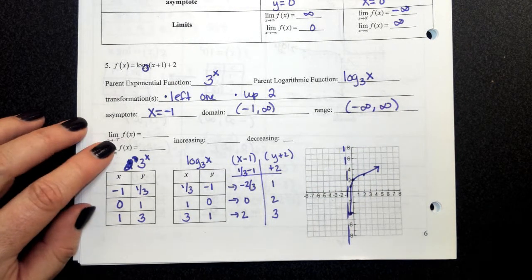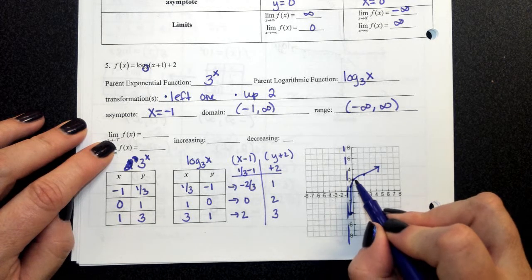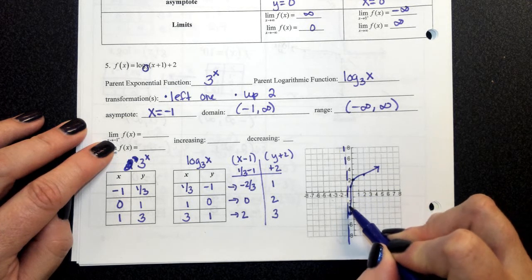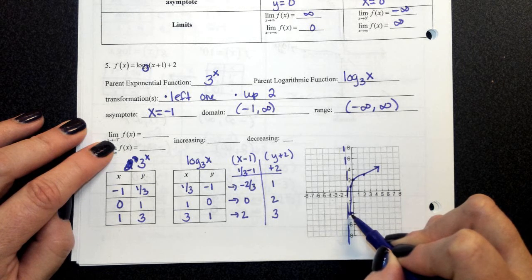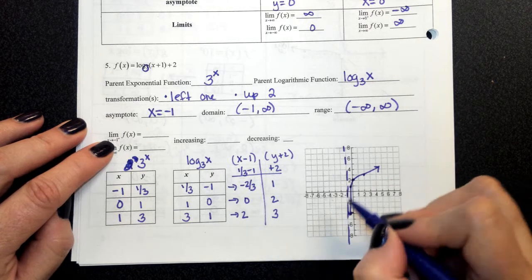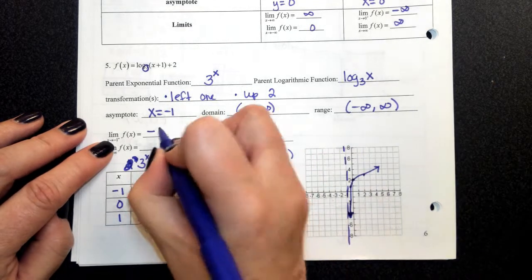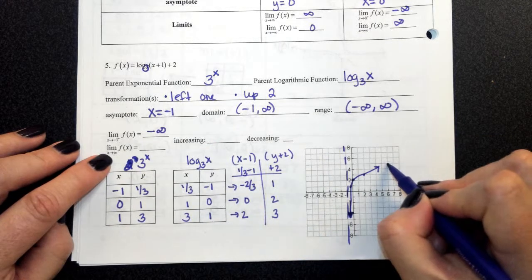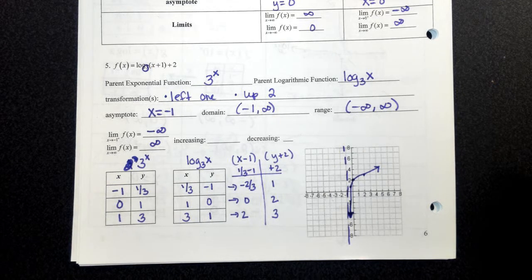What's happening with this graph as x is approaching -1 from the right? As you're approaching -1 from the right, I put my pencil to the right of -1 and trace my graph. As I'm getting closer and closer to -1, what am I approaching? The graph is continuously going down, so I'm going down towards negative infinity. But now as x is approaching infinity, I'm looking at the right-hand side of the graph, which means I'm going towards infinity. Yes, Emma?